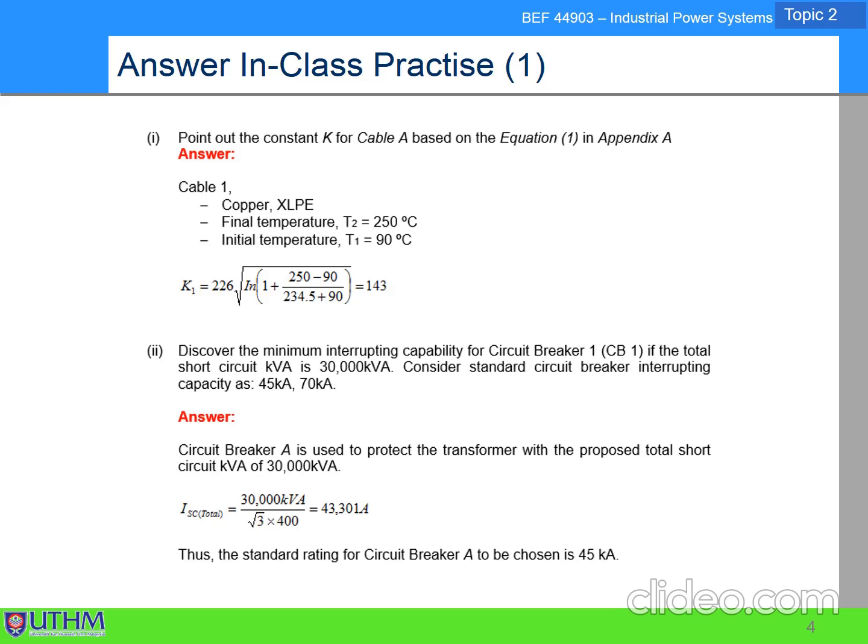Question number 2: discover the minimum interrupting capability for the circuit breaker if the total short circuit kVA is 30,000 kVA. This is the value of S short circuit. Consider standard circuit breaker interrupting capacity as 45 kA or 70 kA. First we have to find the value of I short circuit from the given S short circuit. I short circuit is equal to S divided by square root 3 times V, which is equal to 43,301 A. Thus the standard rating for circuit breaker A to be chosen is 45 kA, because this value is nearest to the calculated value.